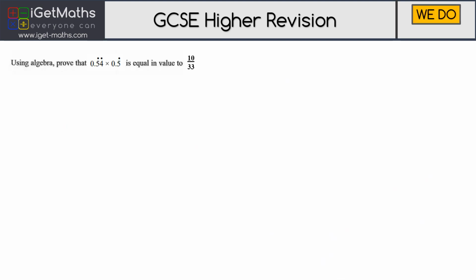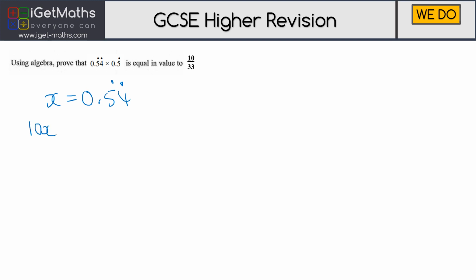Okay, using algebra, prove that 0.54 recurring times 0.5 recurring is equal to 10 over 33. So quite simply, what you need to do is convert both of these recurring decimals to fractions first. So if I had x is equal to 0.54 recurring, we're going to keep multiplying this to be able to subtract to get rid of the recurring. And remember, when we multiply, we're multiplying by powers of 10.